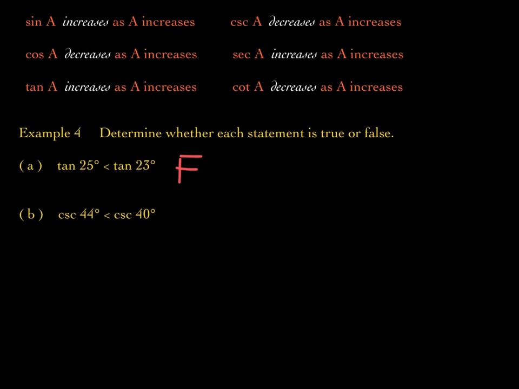Okay, let's look at this. Between 44 degrees and 40 degrees, 44 degrees is larger. Therefore, cosecant of 44 degrees is less in value than cosecant of 40 degrees. And that's exactly what this statement says. So this one is true.